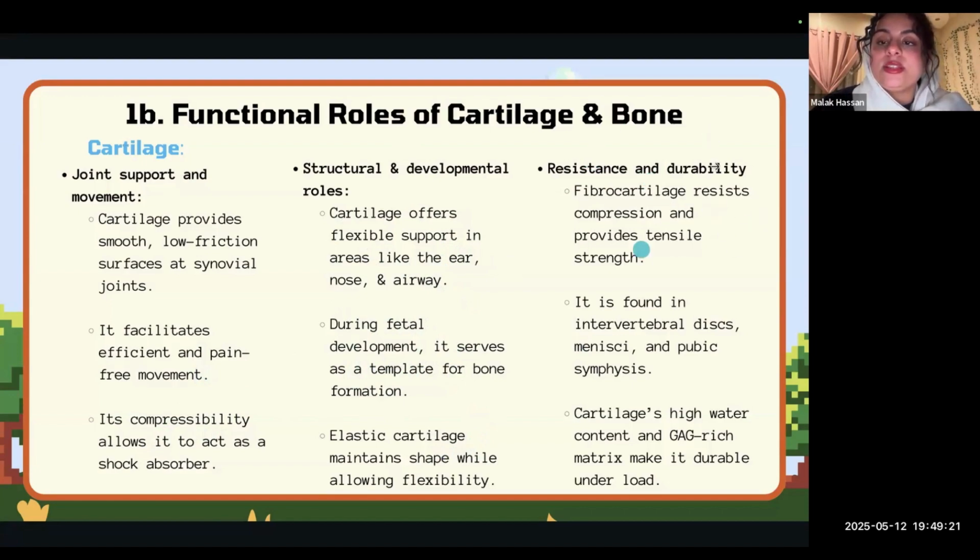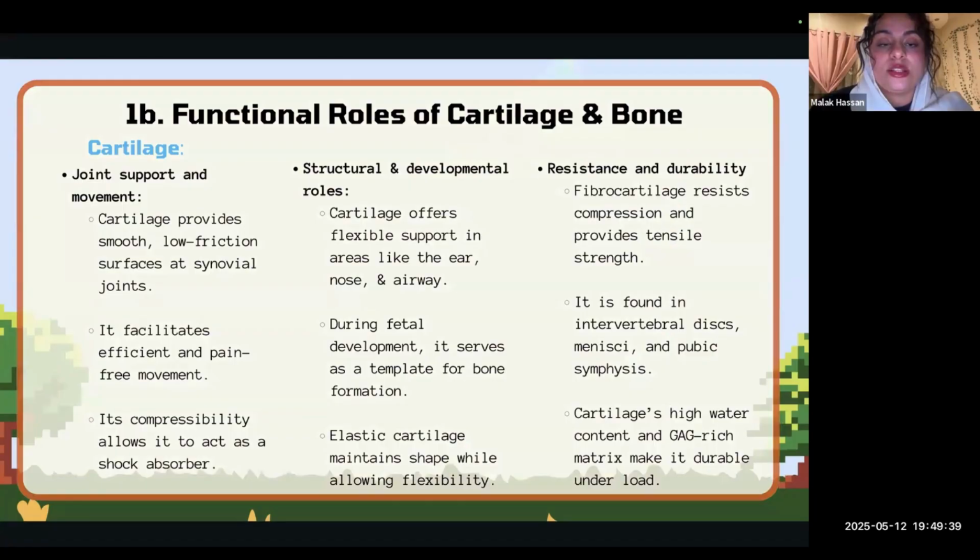Now, resistance and durability. Specifically, we can talk about fibrocartilage. We're going to discuss each type of cartilage in detail, but this is just an overview. It resists compression and provides tensile strength, and it's found in IV discs. And it's very durable under load because of the high water content and lots of GAGs.